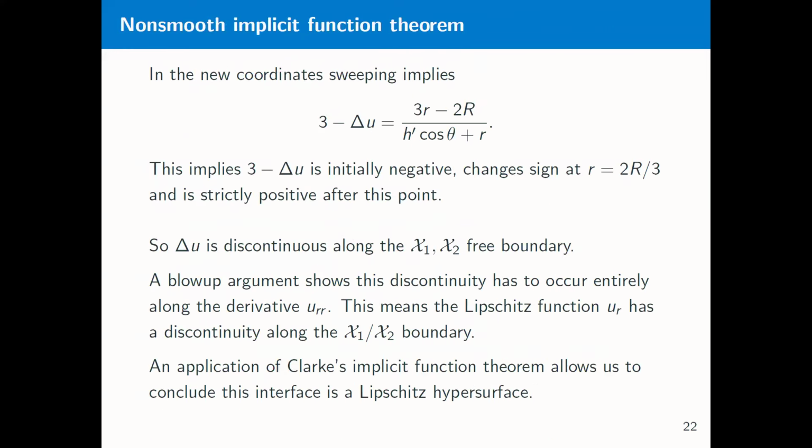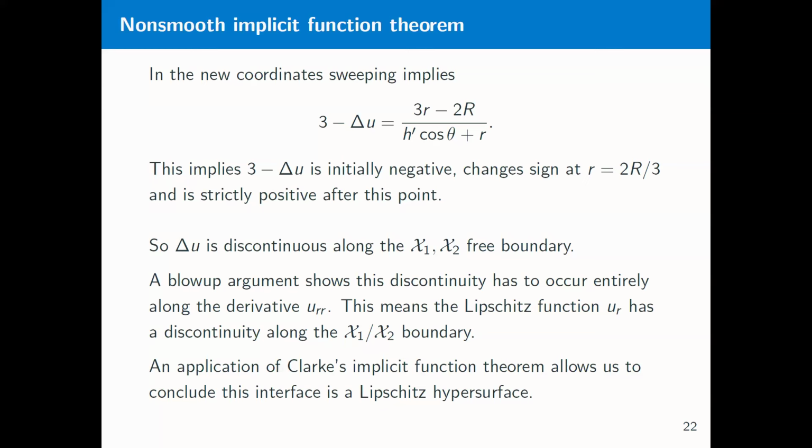Okay. I want to say a bit about the regularity of the free boundary problem. I also considered the possibility of touching on regularity theory for more general problems, but I won't do that in the interest of time. So another equation that we can derive from that sweeping theorem and our new coordinates is the following. It's that 3 minus delta U is equal to 3r minus 2r on h dash cos theta plus r.